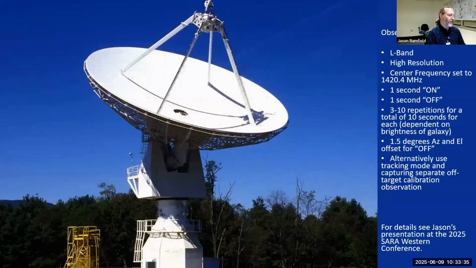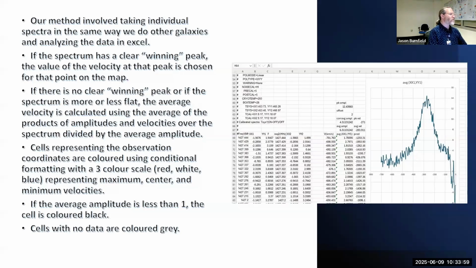I did these observations for the mapping exercise the same way we did the integrated spectra observations. The only difference is we were looking at galaxies that were nearby enough that their angular size was large enough that we could actually resolve spatial information. So what we would do is we would take the spectra the same way. We would do the analysis in Excel the same way.